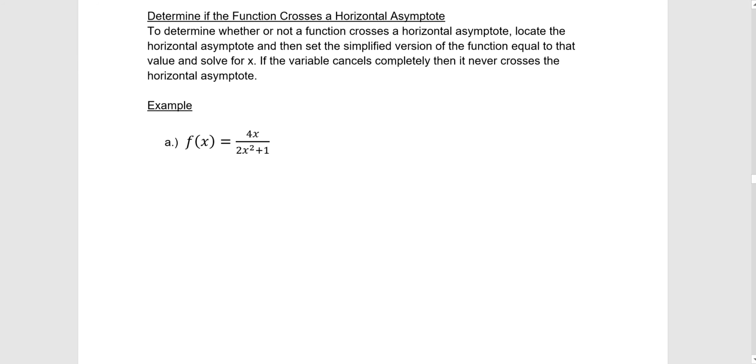So before we get into kind of the last thing, let's determine if the function crosses a horizontal asymptote, because remember it can cross a horizontal asymptote. So to determine if it does cross at the horizontal asymptote, we're going to find the horizontal asymptote first, and then we're going to set the simplified version of the function equal to that value that we found and solve it for x. If we can solve for x, then we know it crosses at that point. If the variables cancel completely, then that means it never crosses the horizontal asymptote.